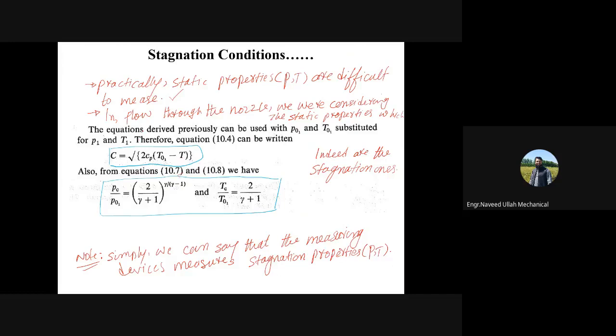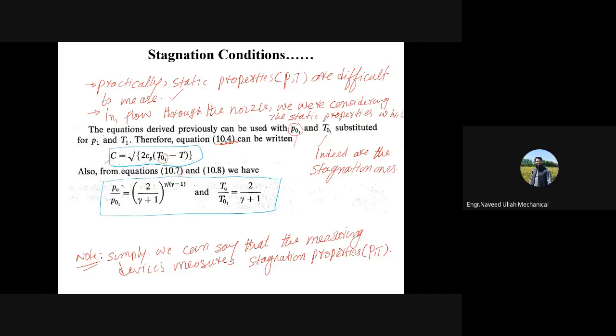Okay, so the equation derived previously can be used with P. Previously, what we had was P1. So you need to have this P0 1 because this is stagnation. And similarly, you need to have this T0 1. We discussed the simple case. Now you can add more precision to it and substitute for P1 and T1. So this formula, which we derived previously, 10.4, that formula was C, the exit velocity, equal to the square root of 2 Cp (T1 minus T). So you need to have this T0 1, the stagnation temperature.